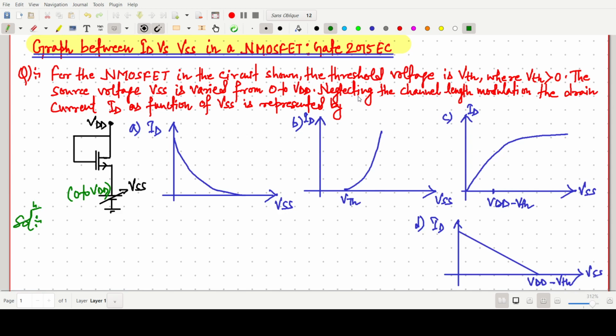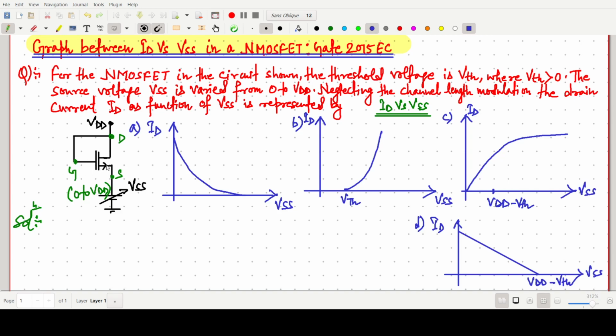We have to neglect the channel length modulation. So we have to find the drain current ID as a function of VSS. That is our ID versus VSS curve. We have to draw. So this one is the question. This one is the gate of the NMOS, this one is the drain, and this one is the source.